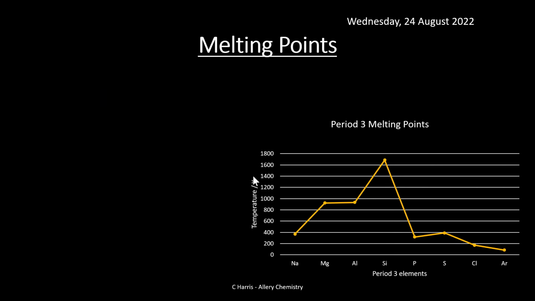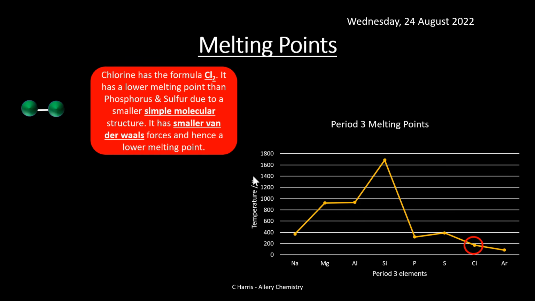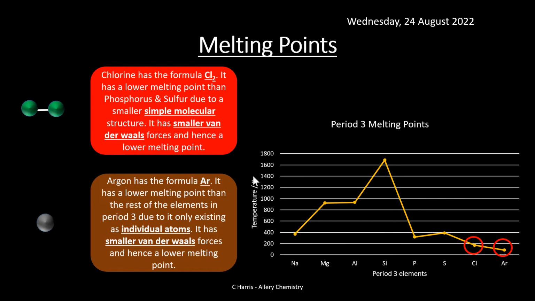Okay, so if we come on to the last two then, chlorine is smaller still. It has a formula of Cl2. Obviously, it's much smaller than sulfur, so therefore the melting point is lower. And then argon floats around on its own. It's just an individual atom. It's not joined to anything else, so it has even smaller van der Waals forces. And so that's why chlorine and argon have lower melting points than sulfur again.